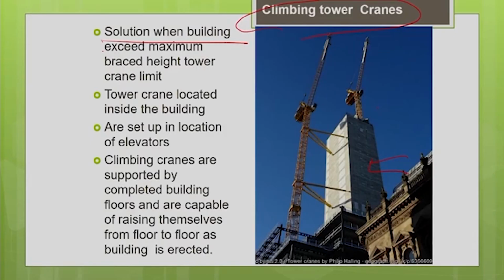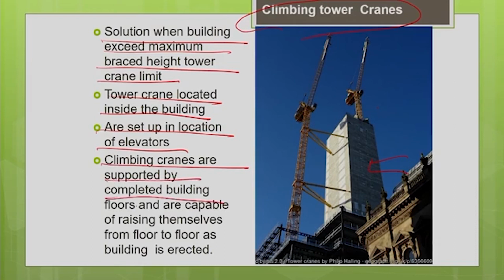The solution when building height exceeds the maximum braced tower height limit is the climbing tower crane. This tower crane is located inside the building. Mostly it is set up in the location of the elevators or the lift, so that you can use it for the construction of the lift. Okay. Climbing cranes are supported by the completed building floors, and they are capable of raising themselves from floor to floor as the building is erected. That is why I told you this crane will grow along with the structure.